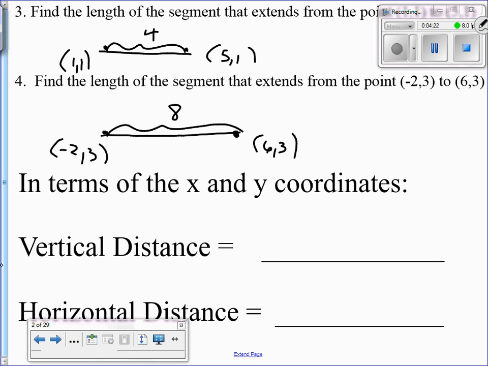Numbers 1 and 2, they had the same x coordinate and different y's, right? So if you connected them, it would be a vertical segment. So we took the y coordinate on top and we subtracted the y coordinate on the bottom.